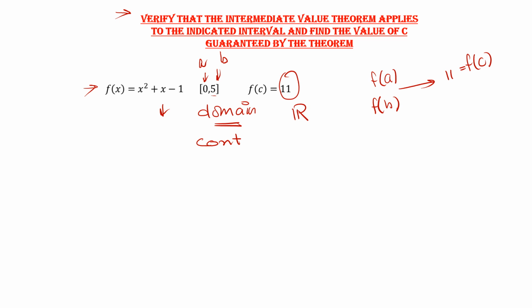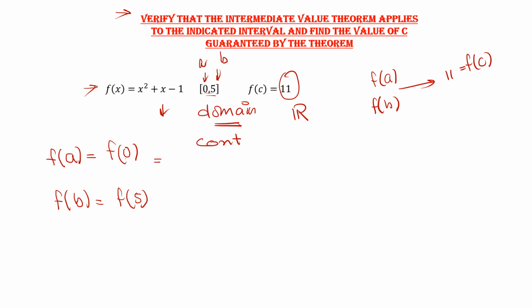The function is continuous. Now after that, find the y value at a and also find the y value at point b. So a is 0, so find f of 0. And b is 5, so find f of 5. From where did I get this 0 and 5? From the question, which is given in terms of a closed interval.